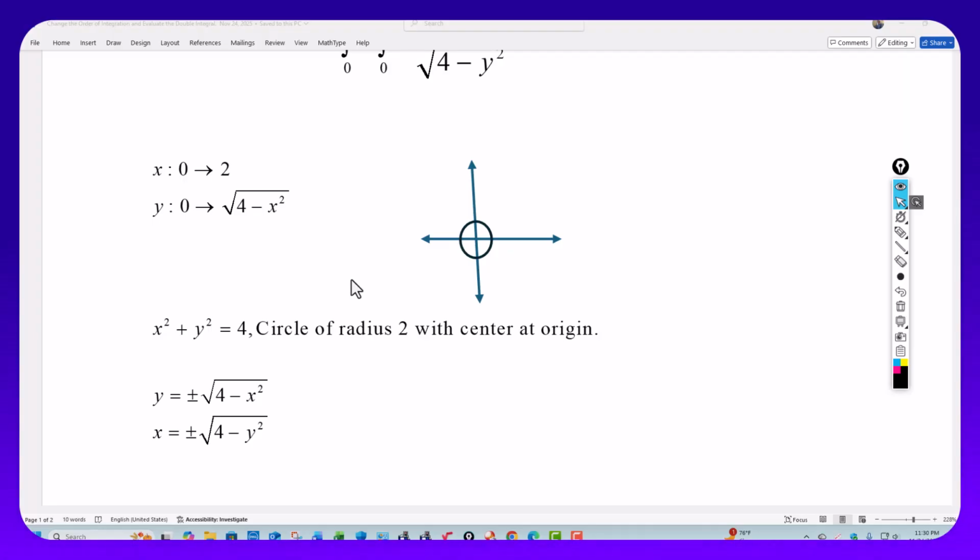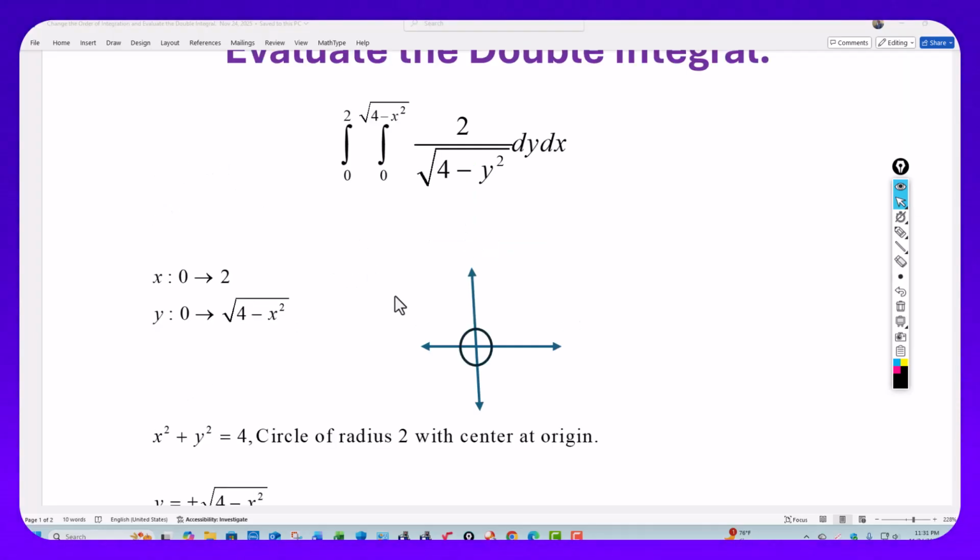So in order to change the order of integration, we need the region of integration. We're going to be in the first quadrant here because everything's going from 0 on. So let's look at the x. X goes from 0 to 2, right there. And then we look at the y. Y goes from 0 to the square root of 4 minus x squared. That would be this over here. So basically we're talking about this region right here. That's the region of integration.